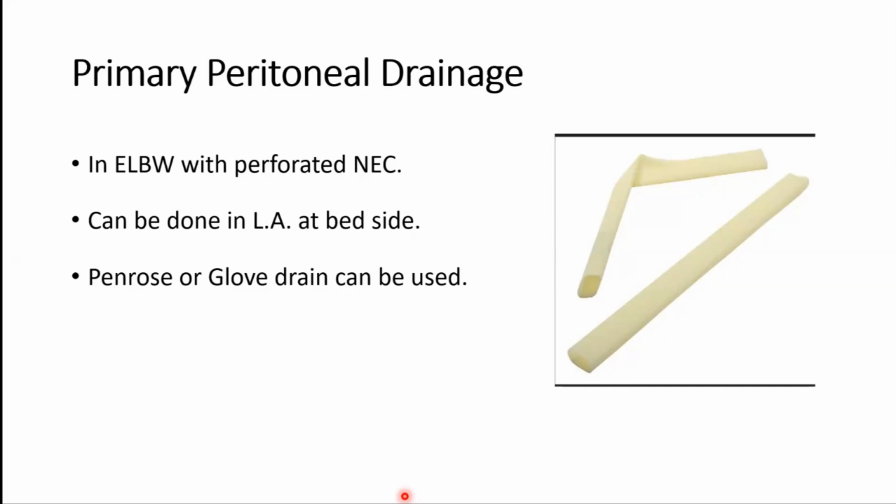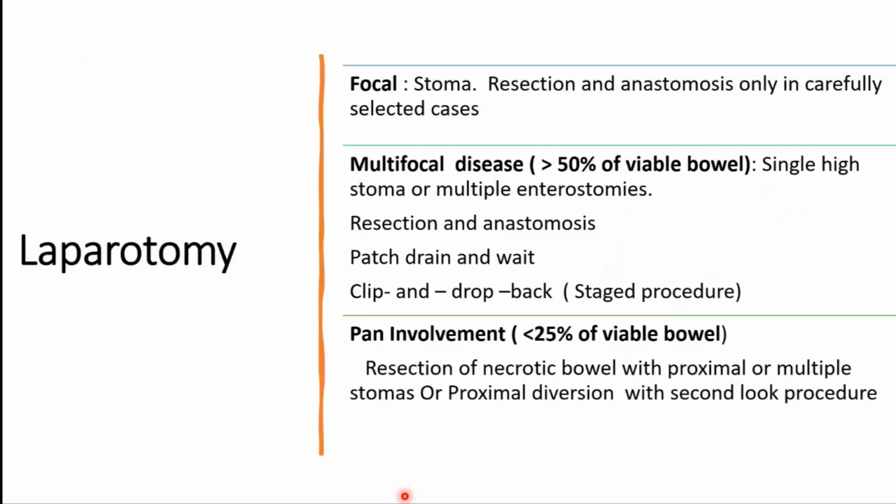So the benefit is that it can be done at bedside and under local anesthesia, and it will give relief to the patient from the current peritonitis which is going on. You can use a Penrose drain or a glove drain, and much expertise is not required for putting this peritoneal drain. Laparotomy can be done in cases of focal disease.